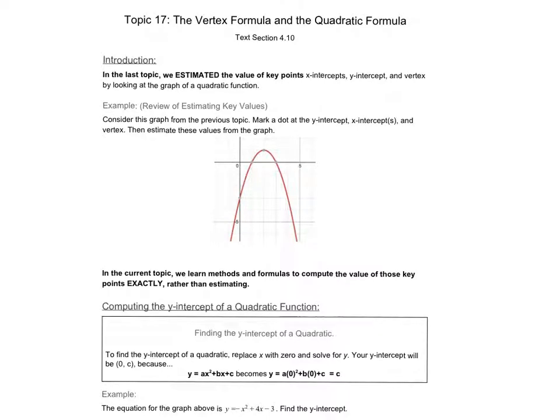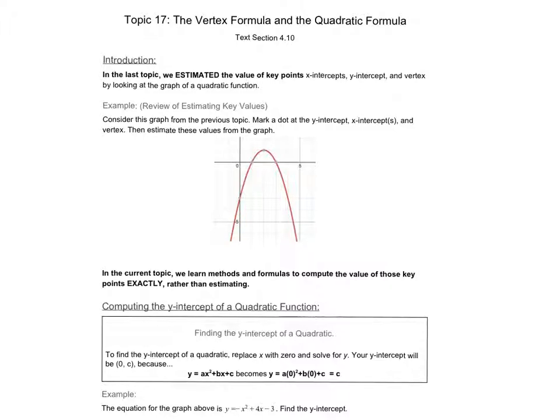This video is on topic 17, which is on the vertex formula and the quadratic formula, and goes along with textbook section 410. Now in topic 16, we were estimating the value of key points just by looking at the graph of a quadratic function, or sometimes by being given ordered pairs.